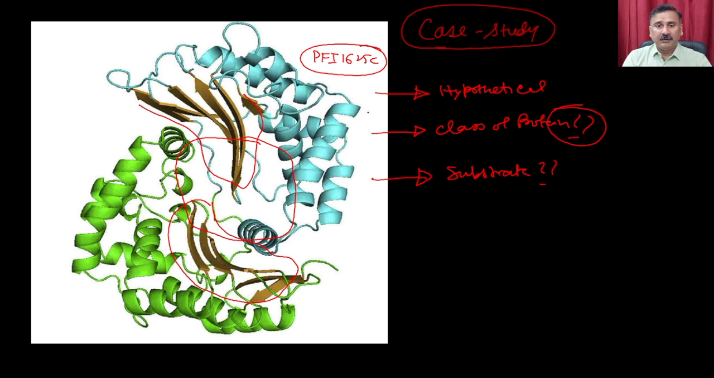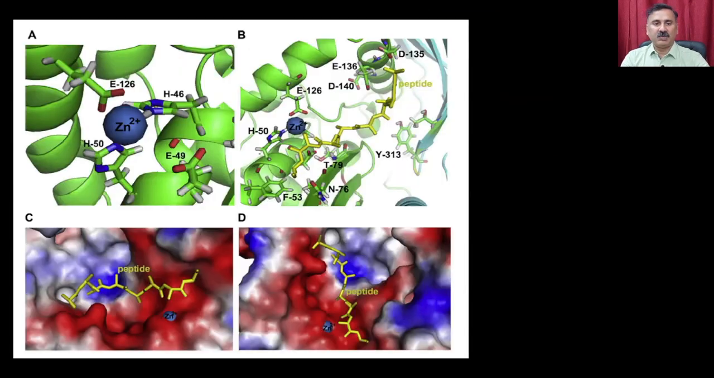So this is another protein that we were working on in our laboratory, called PFI-1625C. This is a hypothetical protein, and we did not know anything about its class of enzyme. So we did homology modeling and prepared a homology model. Based on this model, we found that it also has a protein-bound zinc, which means one piece of information is clear: it is a metalloprotein. It is a metalloenzyme, right? Because it has a metal.